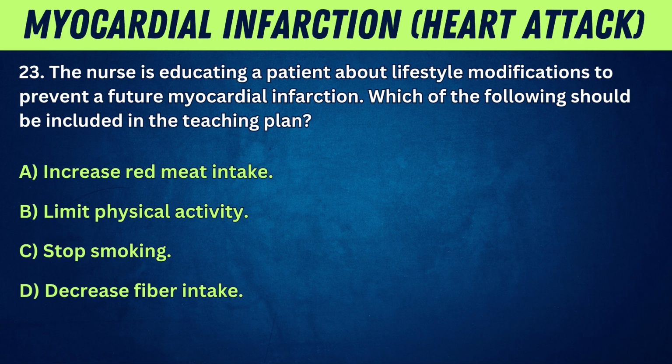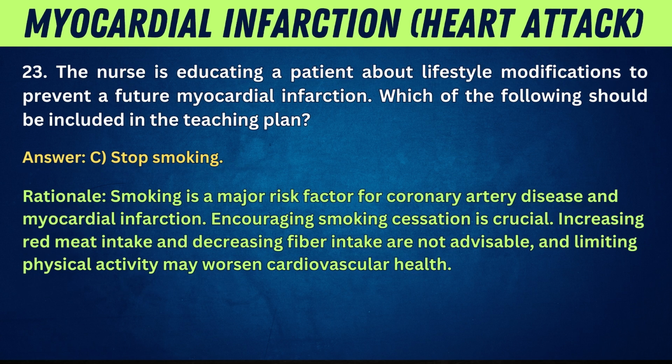A. Increase red meat intake. B. Limit physical activity. C. Stop smoking. D. Decrease fiber intake. Answer: C. Stop smoking. Rationale: Smoking is a major risk factor for coronary artery disease and myocardial infarction. Encouraging smoking cessation is crucial. Increasing red meat intake and decreasing fiber intake are not advisable, and limiting physical activity may worsen cardiovascular health.